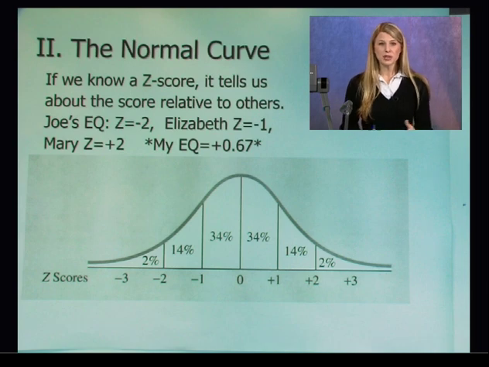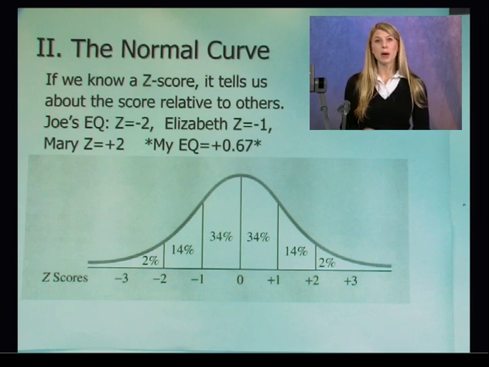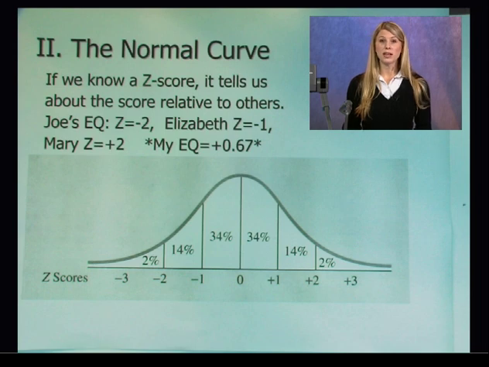Okay. So suppose I told you that my EQ z-score, not my actual score, my z-score was 0.67. Okay, what would that tell you? You know a z-score tells you how many standard deviations away from the mean my score is. It's positive, so you know my score is above the mean. And it's not quite 1 standard deviation above the mean, it's 0.67 standard deviations above the mean.